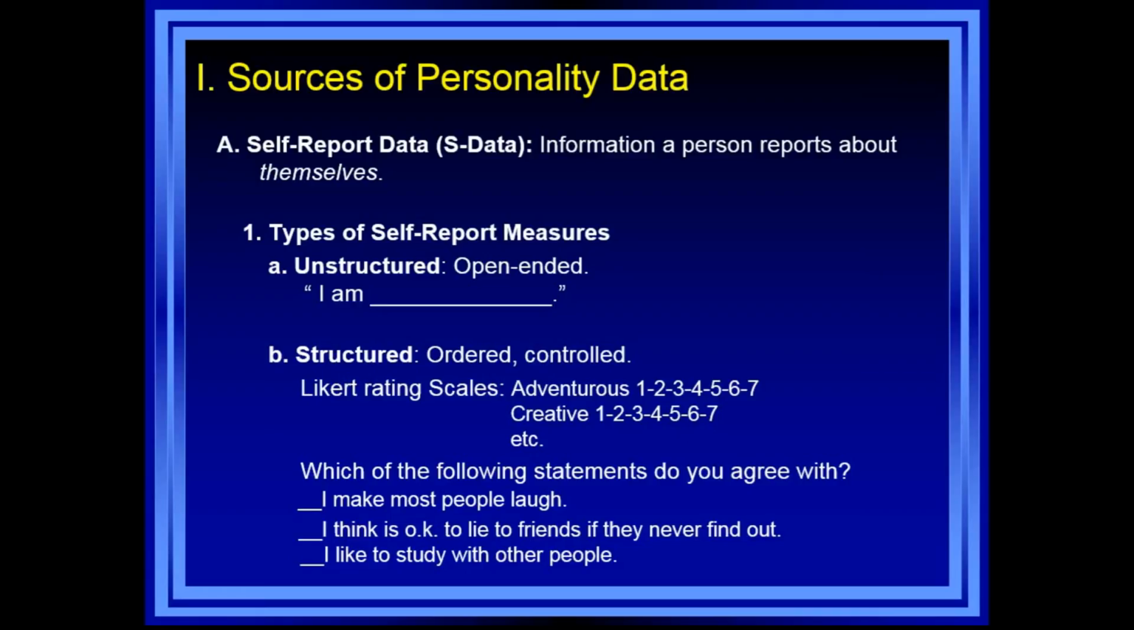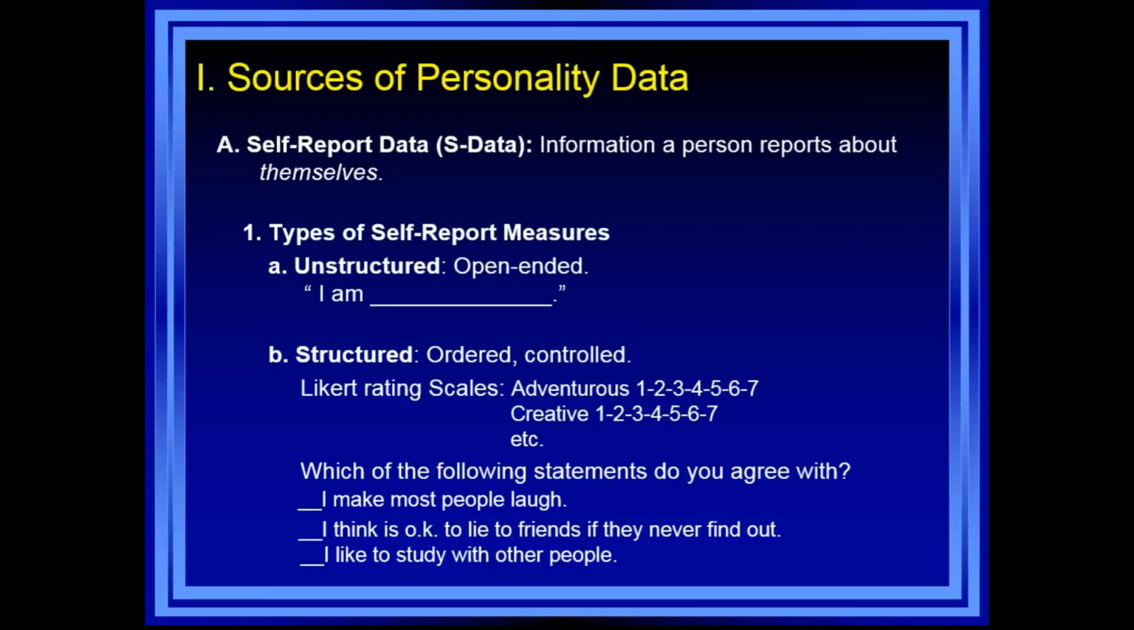The first one is called self-report data, or S data. So know the abbreviation of these terms too. Self-report data is known as S data, and that's simply information a person reports about themselves. We get these most commonly through things like questionnaires, but you can also get them through interviews and periodic reports that people give. But questionnaires are the most common type of self-report, or S data, that we get.